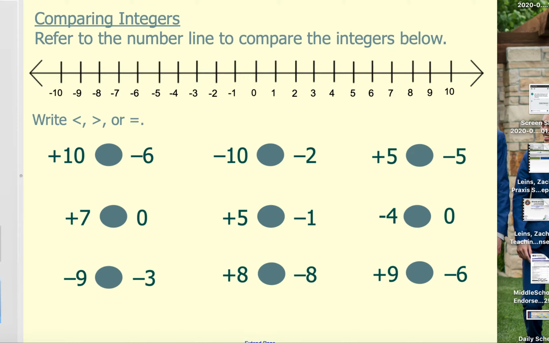All right, more practice. Again, we can do less than, greater than, or equal to. We see here positive 10 is greater than negative 6. I'll just do a couple. 5 is greater than negative 1. And then we get 9 is greater than negative 6. Oh, kind of a pattern there, just by chance.